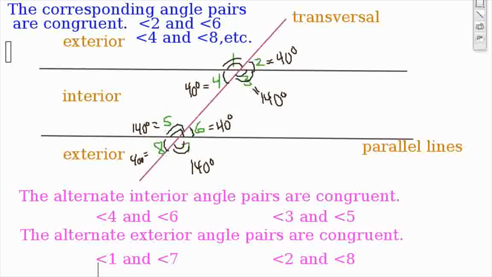Also, notice we've got pairs that are supplementary. 3 and 6, 3 and 4, 3 and 2. All right, 5 and 6, 5 and 7, 5 and 8, etc. The ones that form straight angles, but they don't have to be adjacent. 3 and 6 aren't adjacent, but they're still a supplementary angle pair.